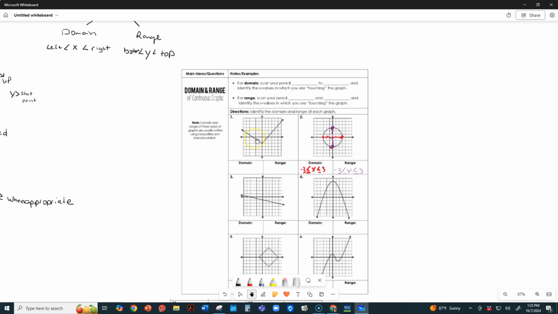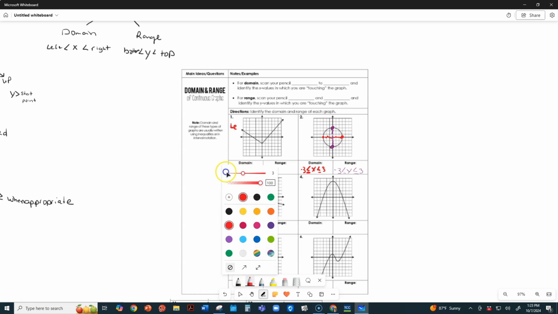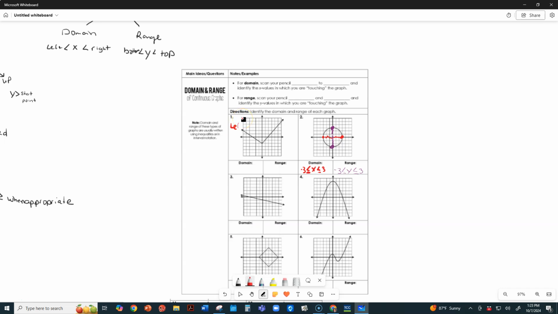So this one right here, we're going to look at this arrow. This arrow right here is on the left side of the graph. So that's why I'm going to use the word left. It's on the left side of the graph, and that arrow is pointing up.